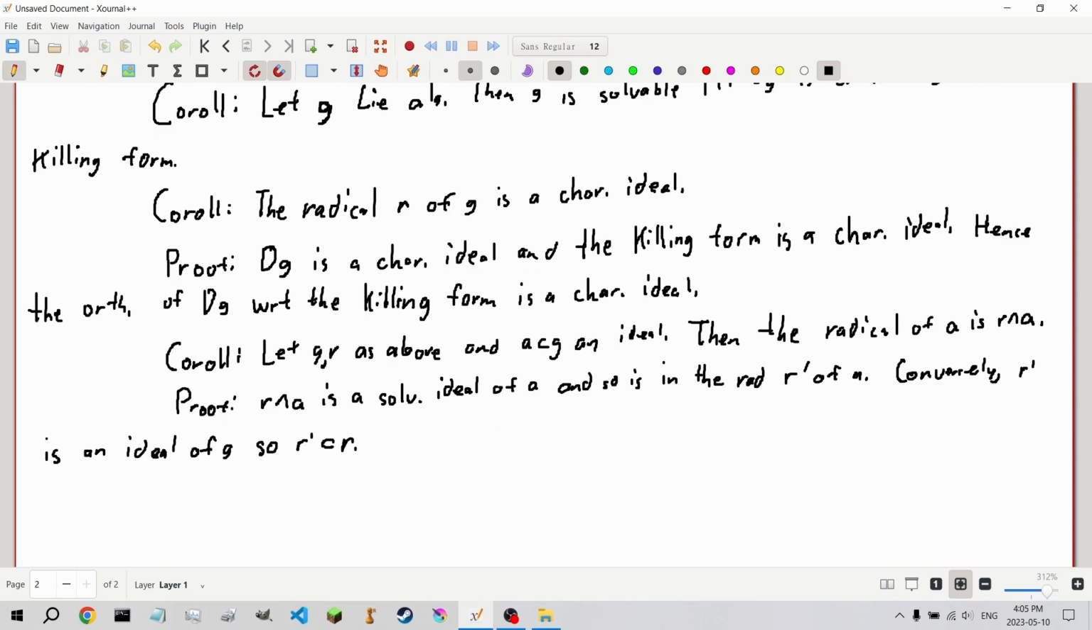Now, our previous result, which says that the radical is a characteristic ideal, can be expanded on now with a proposition stating that we let G, R as above and N be the largest nilpotent ideal of G.